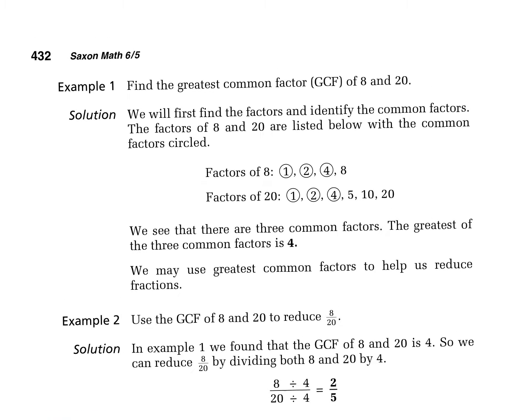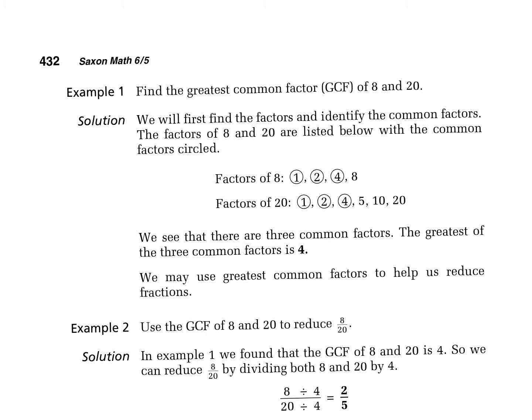So let's go to example 1. If we're going to find the greatest common factor of 8 and 20, first we're going to find the factors, and then we're going to identify the ones that are common. So they listed all the factors, and the common ones: they both have 1, they both have 2, and they both have 4. Since 4 is the greatest number of the 3 that they have in common, 4 would be your greatest common factor.